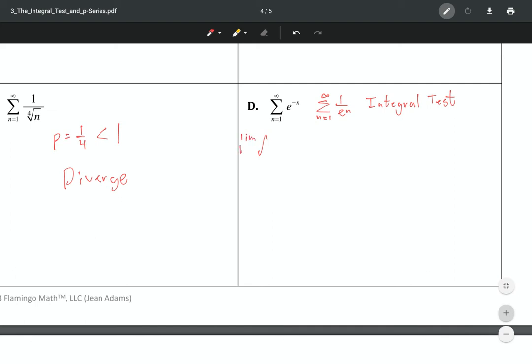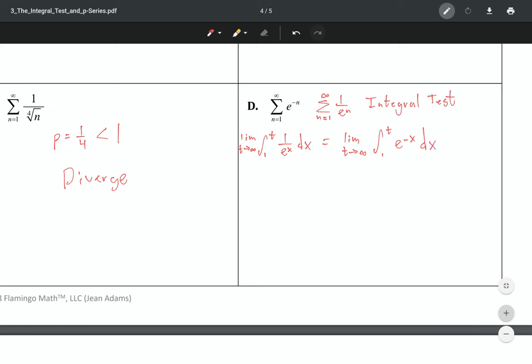Limit as t goes to infinity, between 1 and t, of 1 over e to the x dx. I could rewrite this as, every time I write it, I hate it. I have to write the limit thing. I could rewrite it like this.